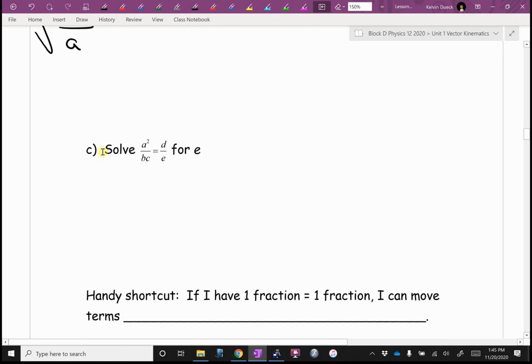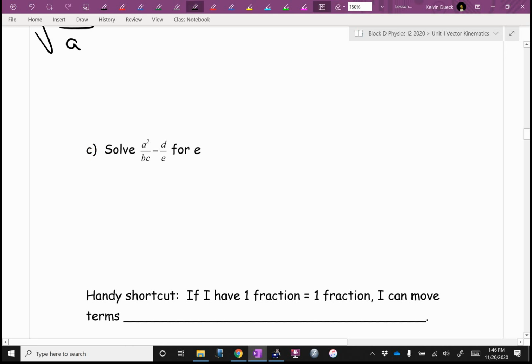When we start to look at orbital mechanics, what we will often have is one big fraction equals one big fraction, like a squared over bc equals d over e. How would I get the e by itself? First of all, where is the e right now? On the bottom of the right side. We will never try and deal with stuff when it's in the bottom of a fraction. We always want to get it to the top. Well, dividing by e on the right is the same as doing what with the e on the left?